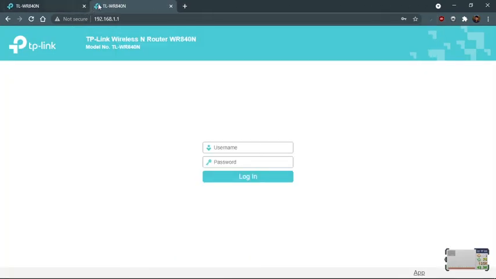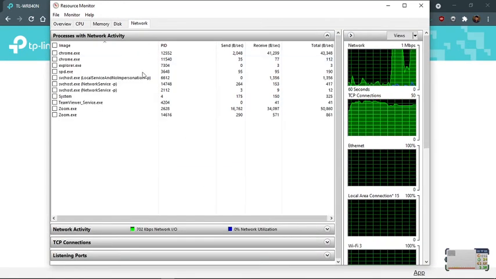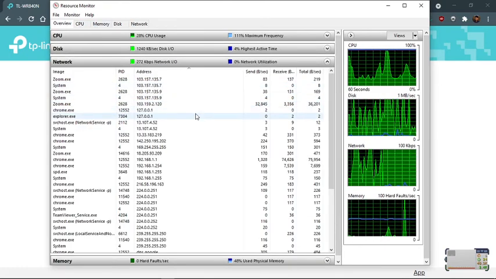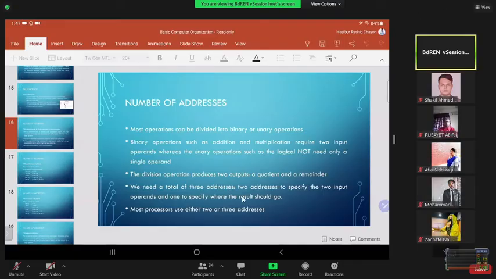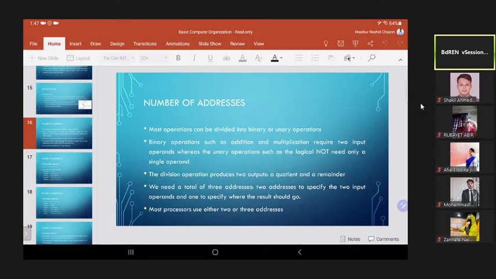Some of the instructions in assembly language use only two variables, or two numbers, or two addresses to do a task. For example, if you want to add two numbers, you add the first number with the second number and store the result into the first number. That is one way. If you're using a three-address machine, you add the first number with the second number and store it into the third number. That's the three-address machine.